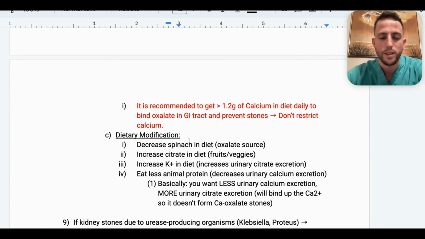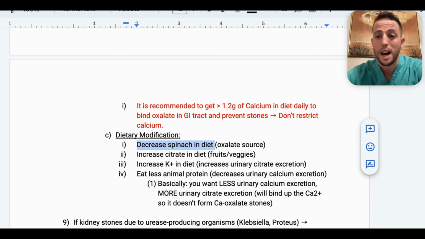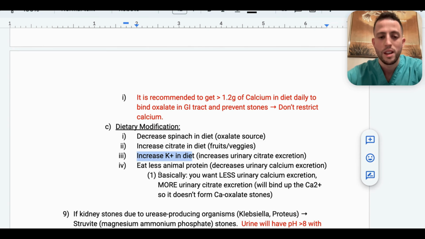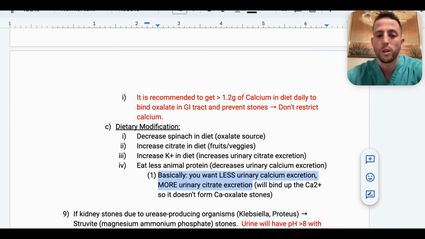Some dietary modifications you can make. You want to decrease spinach in the diet. It's a high oxalate source. You also want to increase citrate in the diet with fruits and veggies. You can increase potassium in the diet, which would increase the urinary citrate excretion. You want to eat less animal protein, and this is going to decrease the urinary calcium excretion. So basically, in a nutshell, you want less urinary calcium excretion and more urinary citrate excretion. This will bind up the calcium so it doesn't form calcium oxalate stones.